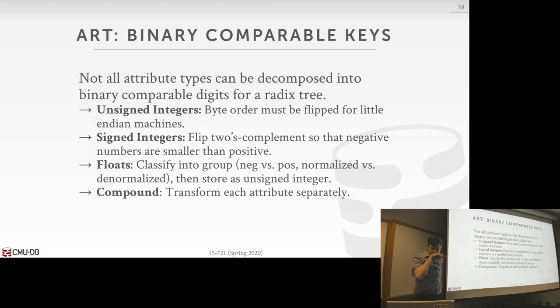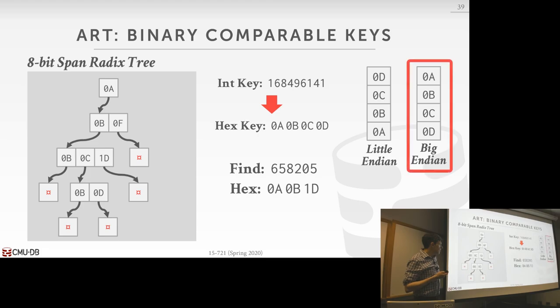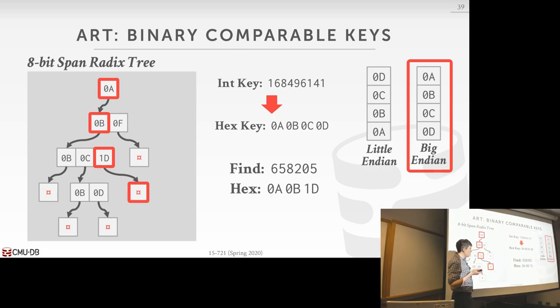All right, I'm going to skip the binary comparable key stuff. Again, we covered this in the intro class. Basically, if you store things in Little Endian, as you do on x86, you'll have false comparisons for your values when comparing byte by byte. So they convert everything to Big Endian, and they have a recipe book for how to do this for any possible data type.